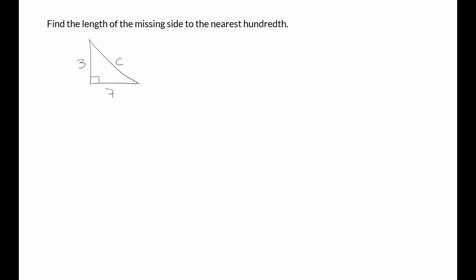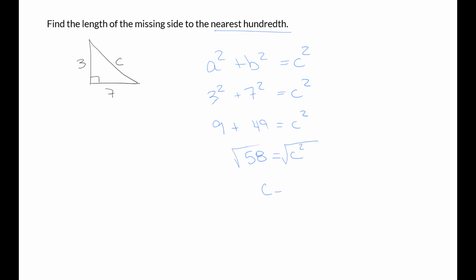This is another problem where I'm finding the length of the missing side. So I'm going to use a squared plus b squared equals c squared. And I keep saying that, hoping that you will remember it. You need to. 3 squared plus 7 squared equals c squared. So 9 plus 49 equals c squared. So we get 58 equals c squared. And it says to the nearest hundredth, so I'm going to take the square root of both sides. On my calculator, I got 7.62.